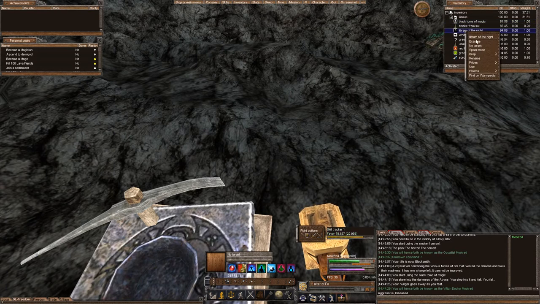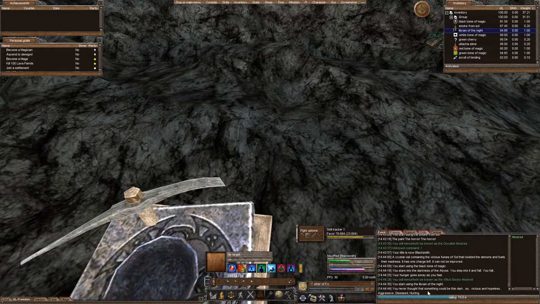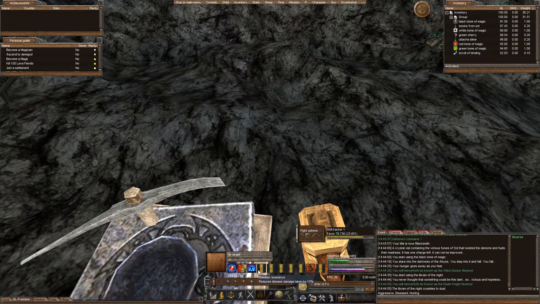And let's go ahead and use the Liberum of the Night. Got 10 seconds left. You never thought that something could be this dark, so vicious and hopeless. And you can see here, I'm already getting these benefits. You'll be known as the Death Knight.